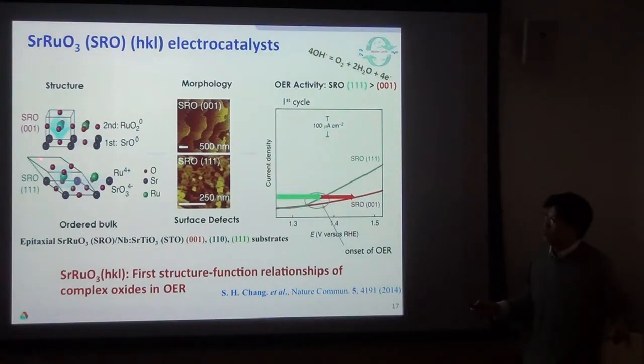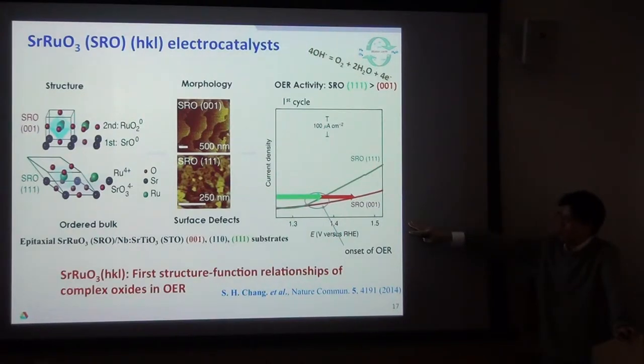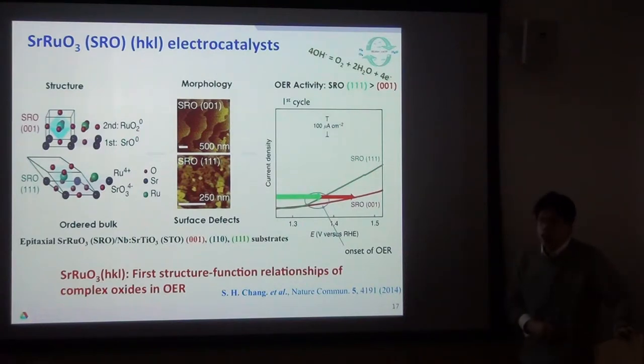So we designed two different orientations, 001 and 111 structures, and we created them. By using X-ray diffraction and atomic force microscopy, we verified our sample is atomically flat. This is one atomic layer high. So we measured the electrocatalytic activity using our setup. Then we realized that even though we use the same material, strontium and ruthenium dioxide, when we just change the structure at the surface, we change the electrocatalytic activity.